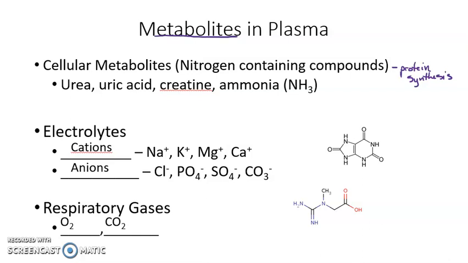The electrolytes that are in the blood, the positive ones, which you know are cations, and you can read them for yourself, right? The anions, chlorine, and then you can have phosphates, sulfates, and carbonates. These are all important as far as maintaining blood pH and also providing an electrochemical gradient.